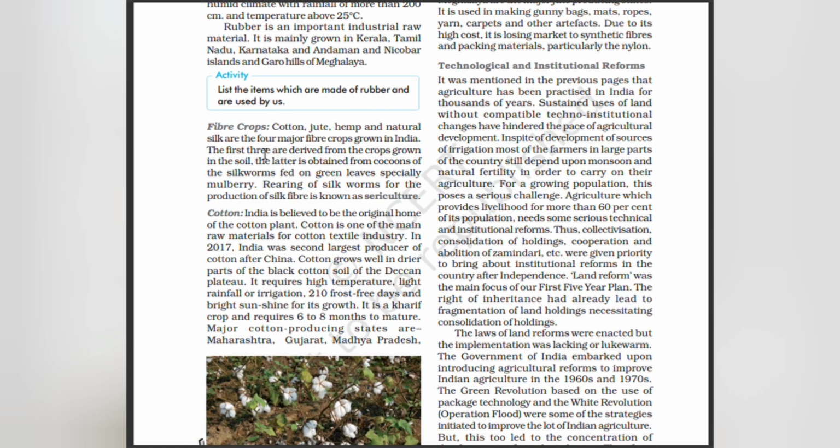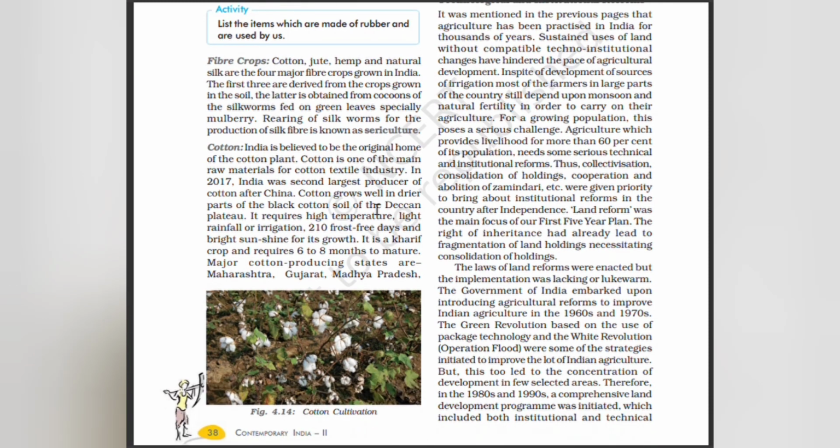Fiber crops. Cotton, jute, hemp, and natural silk are the four major fiber crops grown in India. The first three are derived from crops that are grown in the soil. The latter is obtained from cocoons of silkworms fed on green leaves, especially mulberry. Rearing of silkworms for the production of silk fiber is known as sericulture.